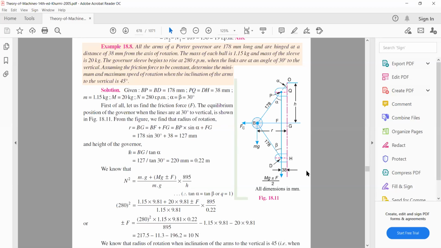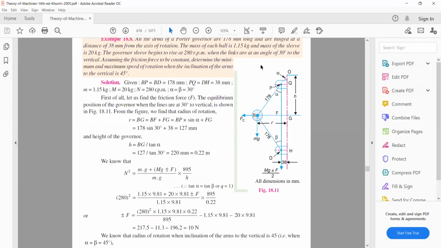So now, N square equals, what is the formula? N square equals small mg plus capital Mg plus F by small mg, into 895 by h. The N value is already given: 280 rpm initially. So 280.